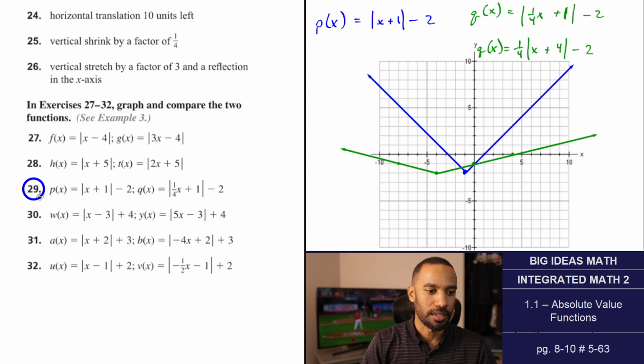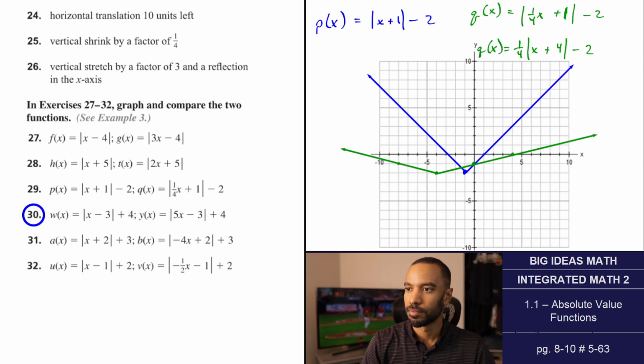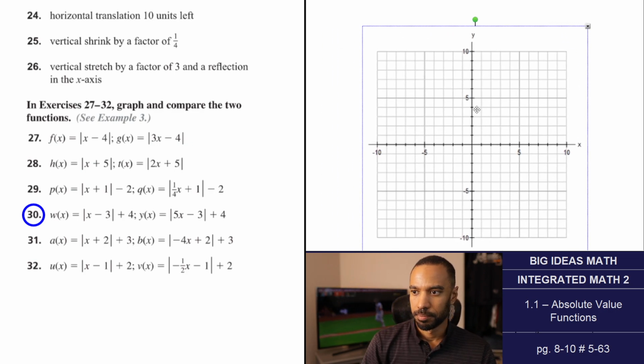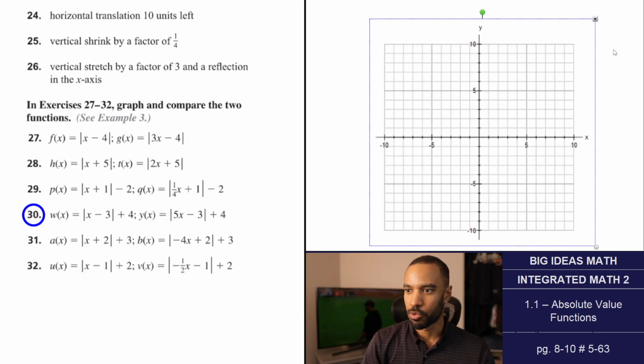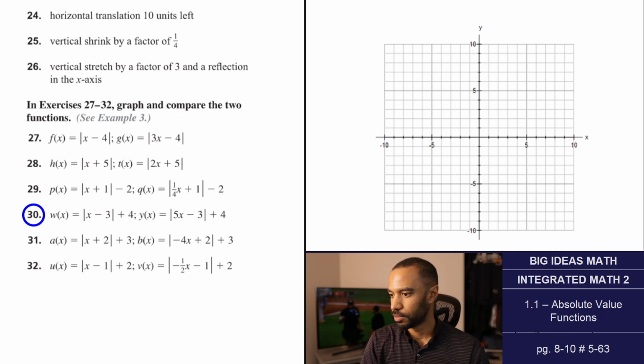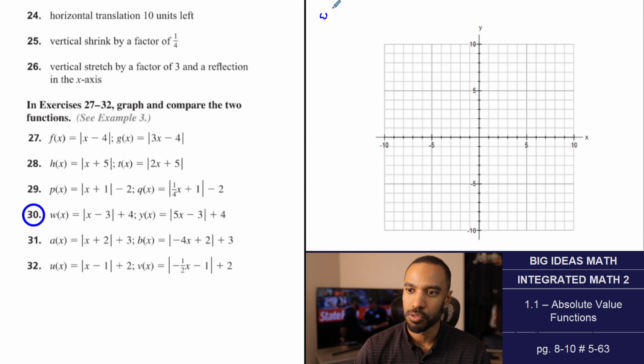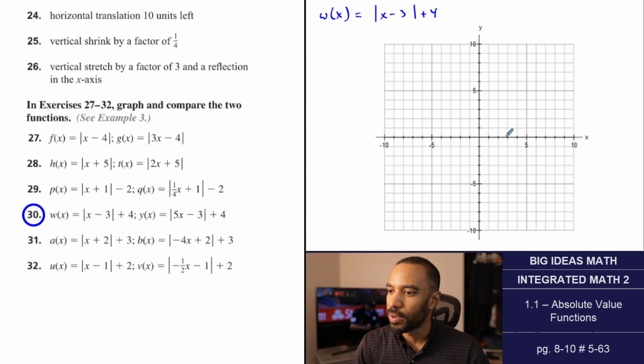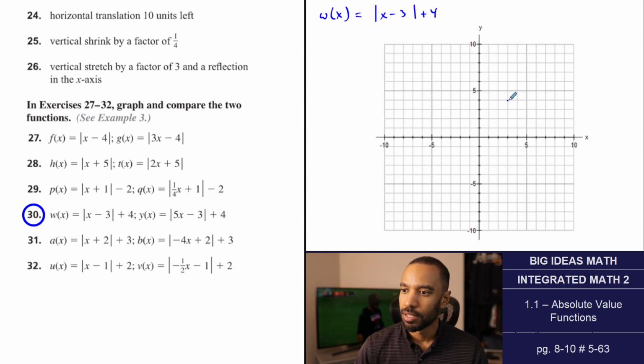Okay, number 30. I won't write. I don't think I need to write the function. Yeah, I do. Okay, let's see. Because I need you to know what colors I'm using. W of x is absolute value of x minus 3 plus 4. All right. 3 to the right, and whoops, and 4 up is the vertex. Stretch of 1.